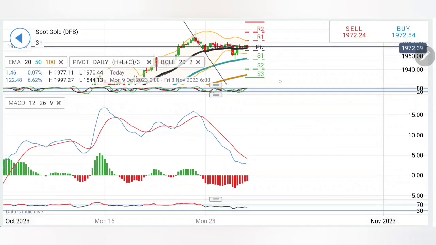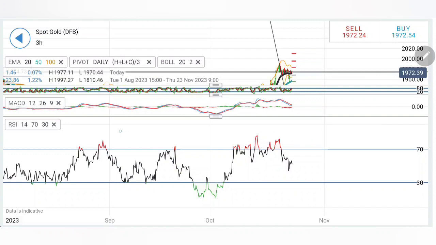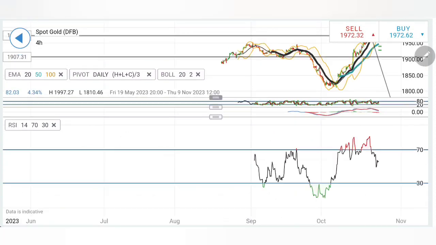Stochastic is near the top. Look at MACD here on the 3-hour charts. It is still divergent. It is still bearish. It is still looking downwards. RSI has come out of the overbought zone, coming to the 4-hour chart.